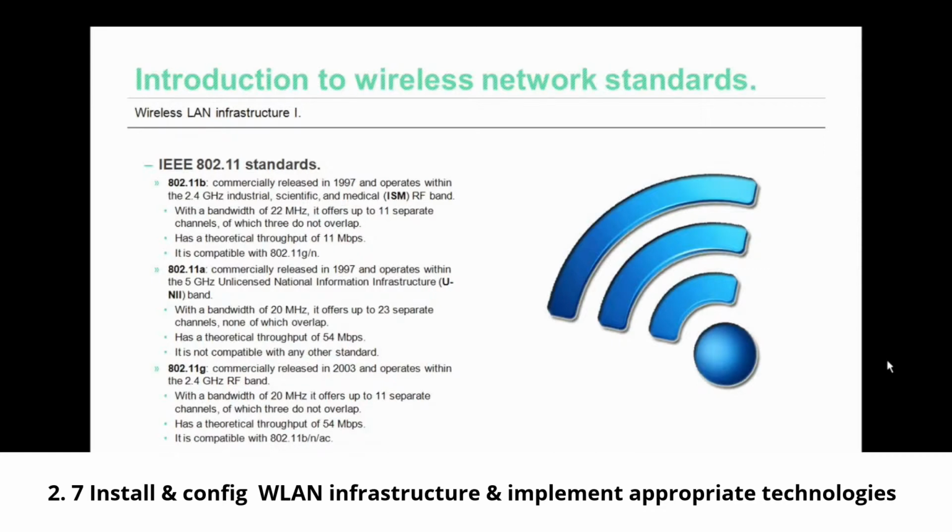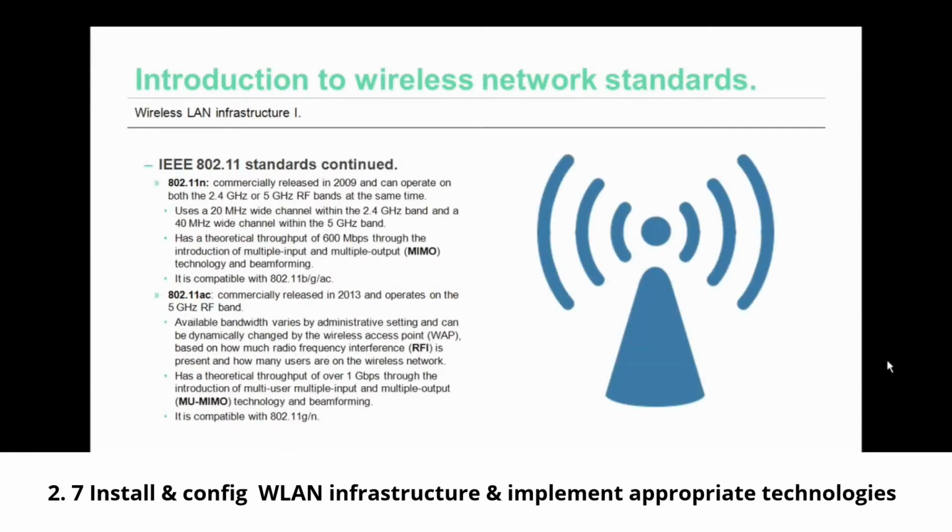802.11g was commercially released in 2003 and operates within the 2.4 GHz radio frequency band, just like 802.11b. It also offers a bandwidth of 20 MHz on 11 separate channels. It has a theoretical throughput of 54 megabits per second, and it's also compatible with 802.11b. It's also compatible with 802.11n and 802.11ac. And that brings us to 802.11n.